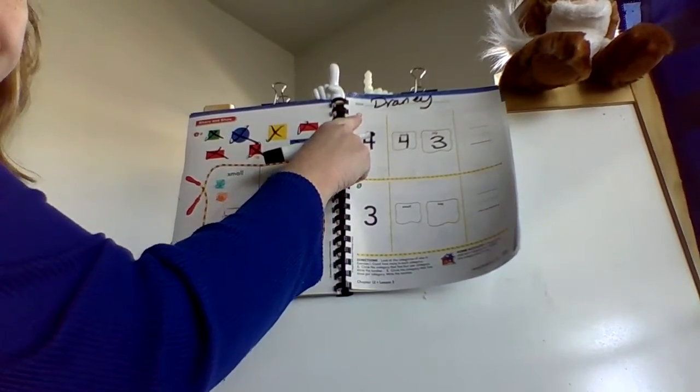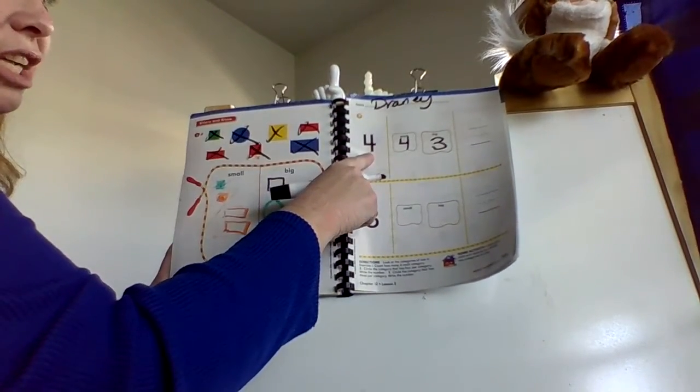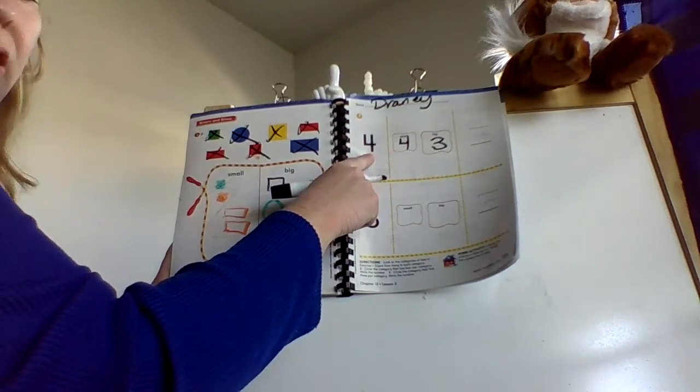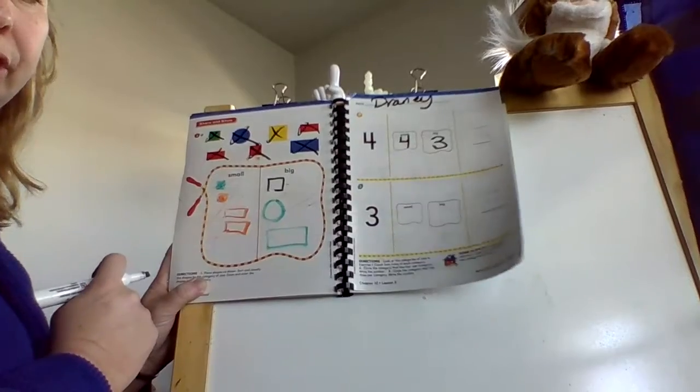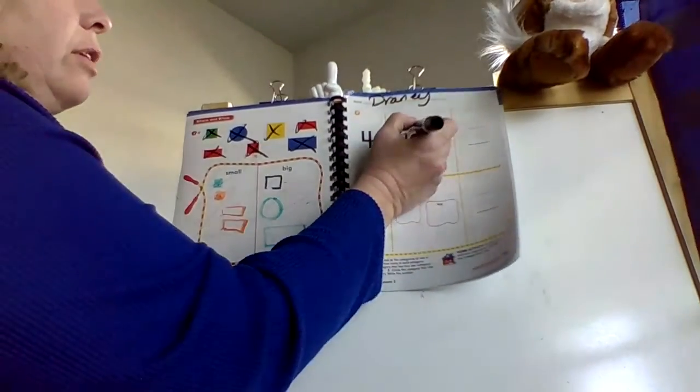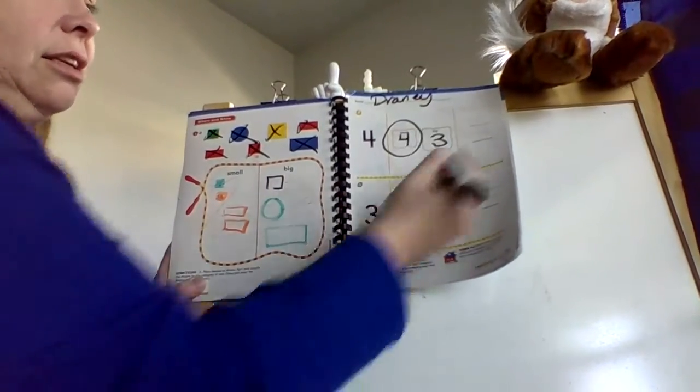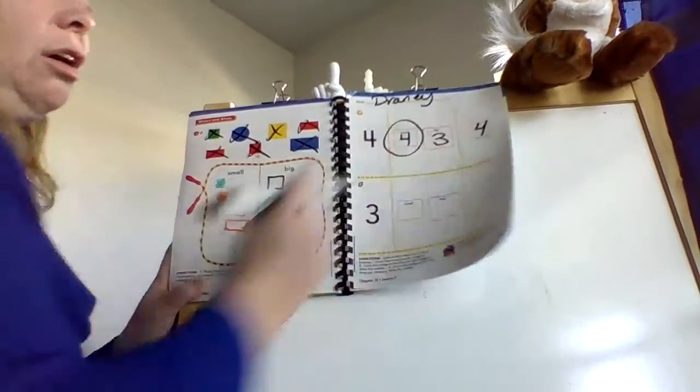On number 1, it says we're looking for the shapes that have 4. So does the small shapes have 4 or does the big shape have 4? The small shapes, there was 4, so we're going to circle that and write the number 4 over here.